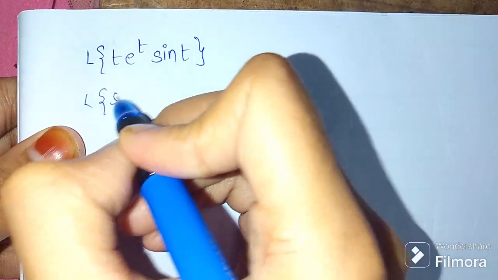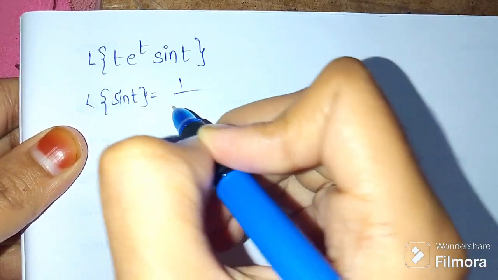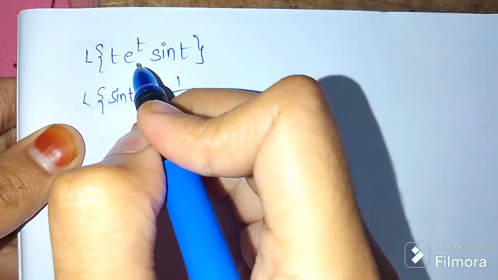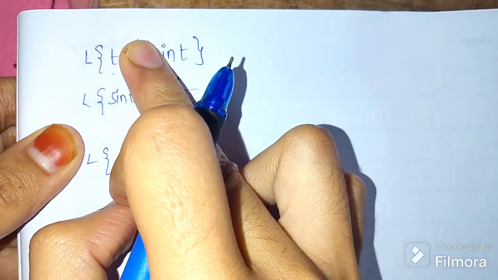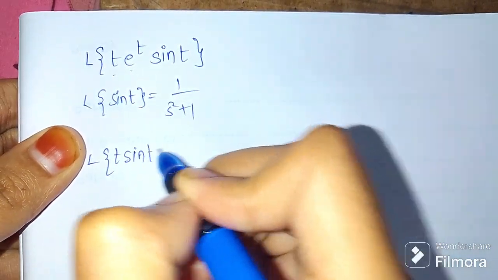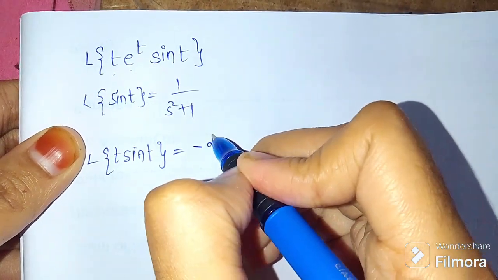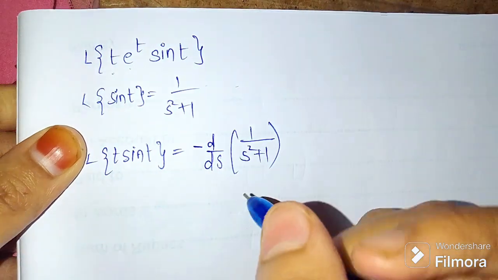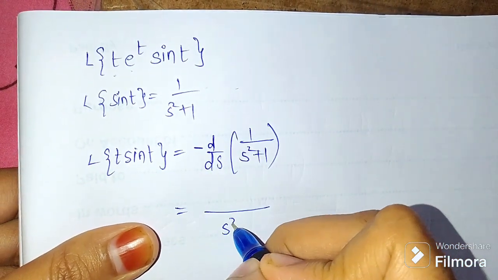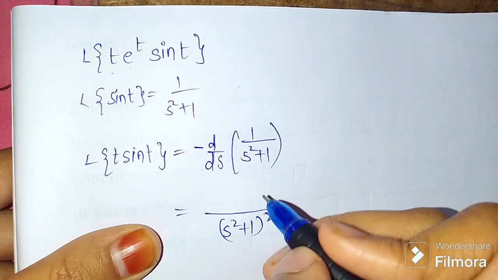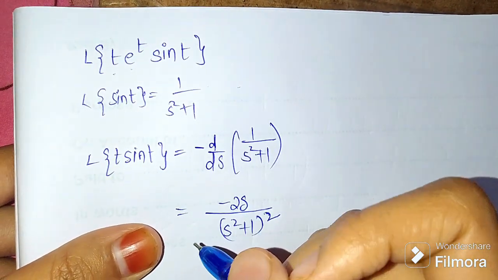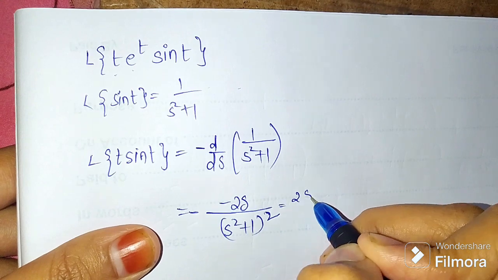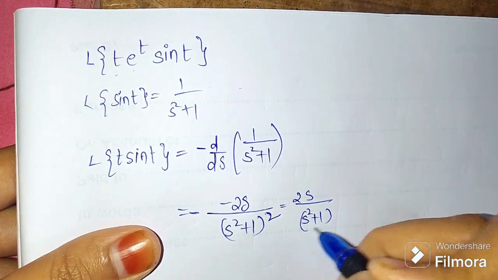It's also an important question. So we'll go stepwise. First, what you know, Laplace of sin t, which is very easy, 1 by (s square plus 1). Next, consider Laplace of t sin t, because if we take this last, it will be easy. Laplace of t sin t, which is minus derivative of 1 by (s square plus 1), because this is my f bar of s. Now this will be (s square plus 1) whole square, u by v I am applying, I'll get minus 2s. Minus is also there, no? So it will become 2s by (s square plus 1) whole square.